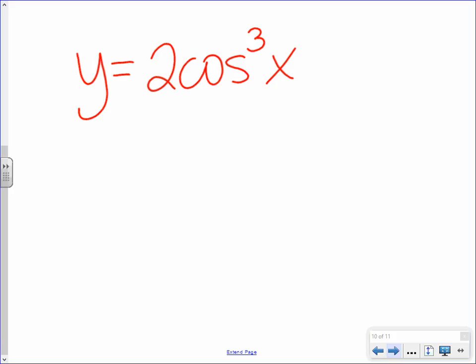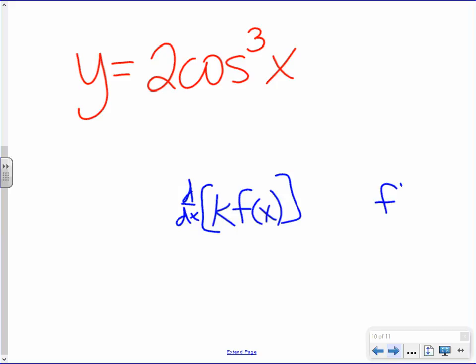Do you remember that constant rule? If you have a constant times a function, when you take the derivative, you can take the derivative and multiply the constant to it. The constant just travels along with it. It stays along for the ride. Don't do the product rule.